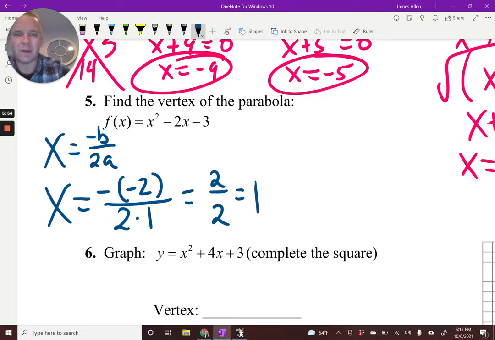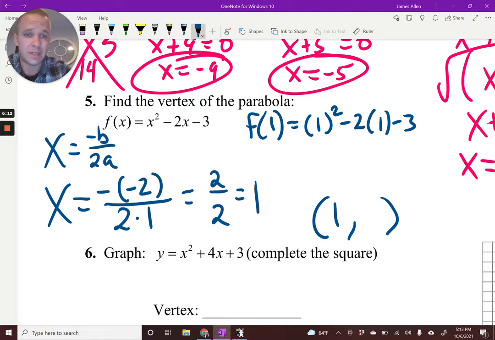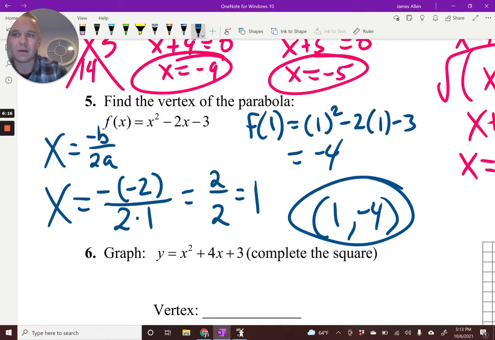How do I get my y value? Well, my answer I know is going to be 1 comma something. If I know the x value, I can substitute it back in to get my y value. I'm going to notate that in proper function notation here, substituting in a 1. And let's see here. 1 minus 2 is negative 1. Minus 3 is negative 4. There's my answer. Alrighty, time to move on.